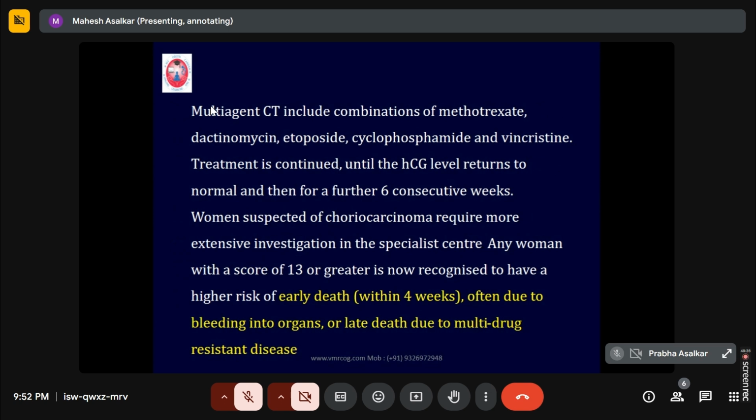And the agents are methotrexate, dactinomycin, etoposide, cyclophosphamide, and vincristine. Women suspected of having choriocarcinoma require more extensive investigation in the specialist center.